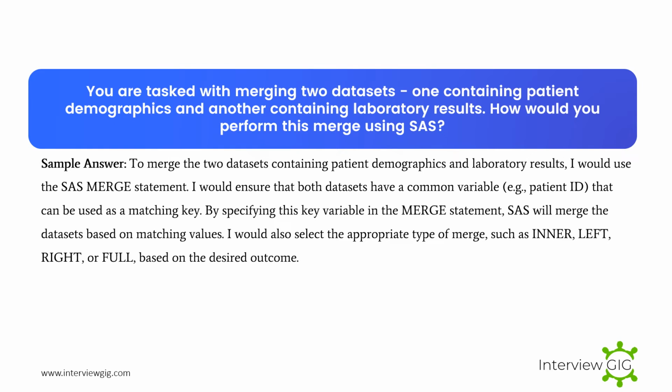You are tasked with merging two datasets, one containing patient demographics and another containing laboratory results. How would you perform this merge using SAS? Sample answer. I would use the SAS merge statement. I would ensure that both datasets have a common variable, for example patient ID, that can be used as a matching key. By specifying this key variable in the merge statement, SAS will merge the datasets based on matching values. I would also select the appropriate type of merge, such as inner, left, right, or full, based on the desired outcome.